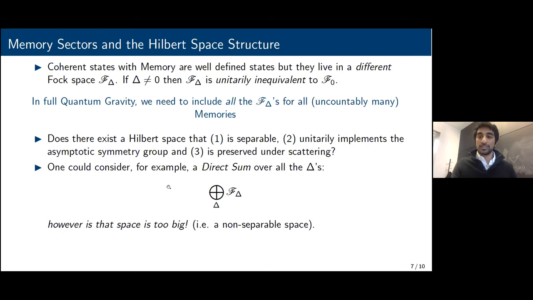And let's first see a bad example. One could consider the direct sum over all of these memory Fock spaces. However, this space is absolutely gigantic. It's a non-separable Hilbert space because this is an uncountable direct sum over all possible memories. And furthermore, there's no guarantee that if I start with an element of the space, I end up with an element that is also in this direct sum Hilbert space.